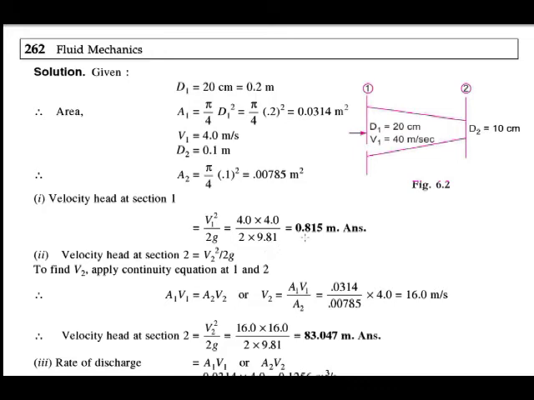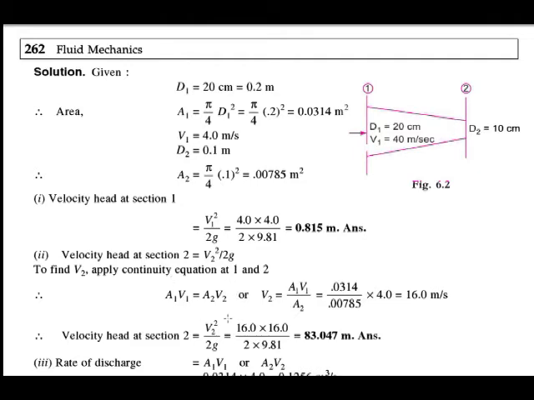So the velocity head at section 1 is equal to 0.815 meter. Now we have to calculate the velocity head at section 2. For that we have to know the velocity at section 2, so we apply the continuity equation at section 1 and section 2. The continuity equation is a1 v1 equals a2 v2, meaning discharge at point 1 is equal to discharge at point 2.